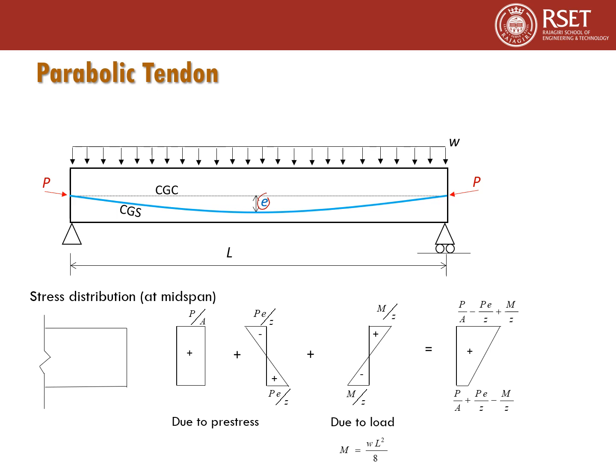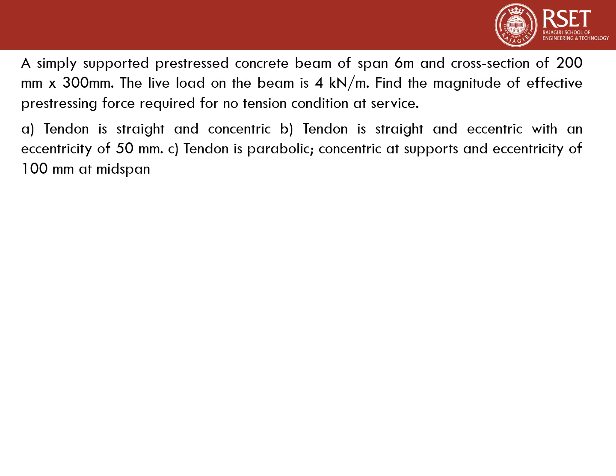the beam. Now let us do a problem. A simply supported pre-stressed concrete beam of span 6 meter and cross section of 200 mm by 300 mm. The live load on the beam is 4 kN per meter. Find the magnitude of effective pre-stressing force required for no tension condition at service. The no tension condition means there is no tensile stress in the beam.